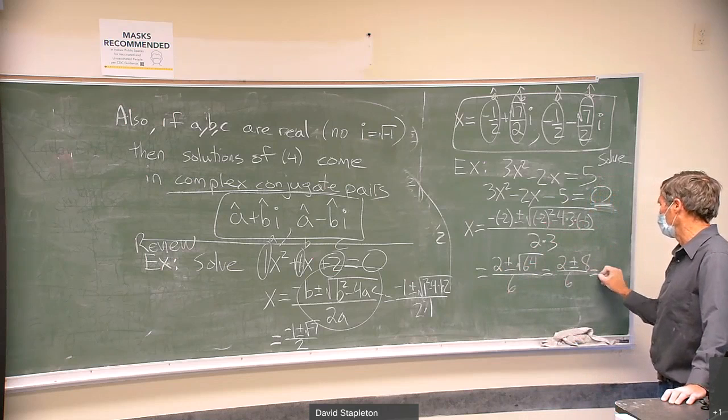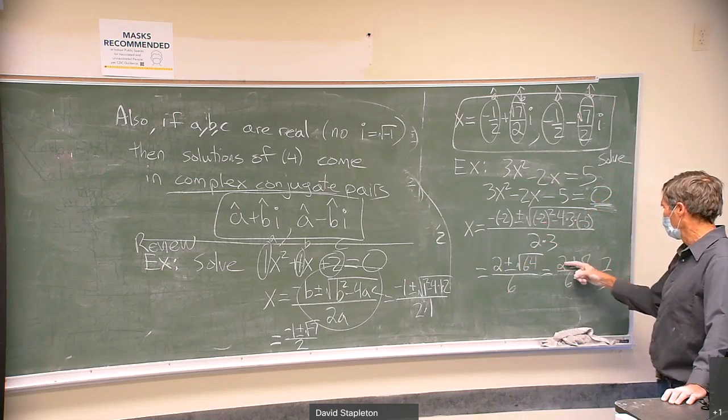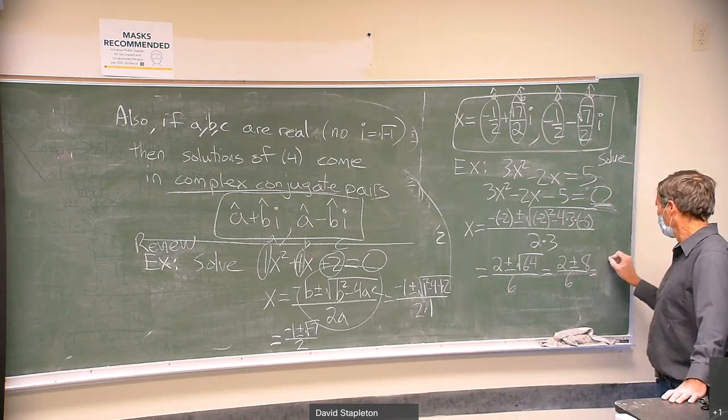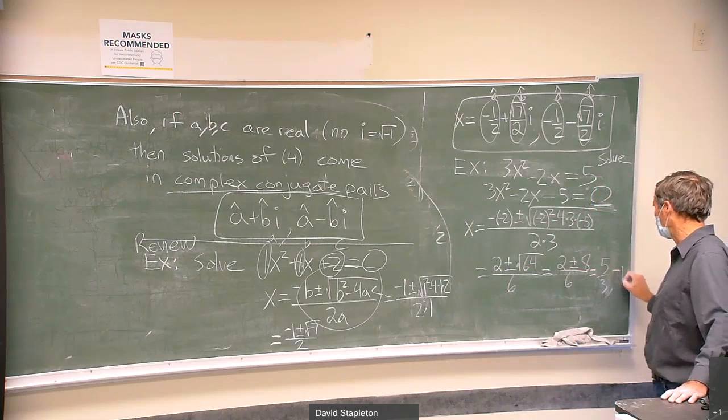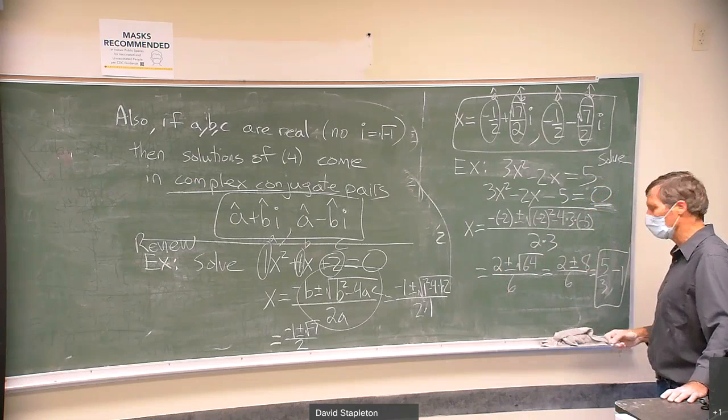Well, I can get 14 over 6, which is 7/3. What am I saying? 10 over 6, which is 5/3. Or I can get minus 6 over 6, which is -1. Those didn't come in conjugate pairs. Why not?